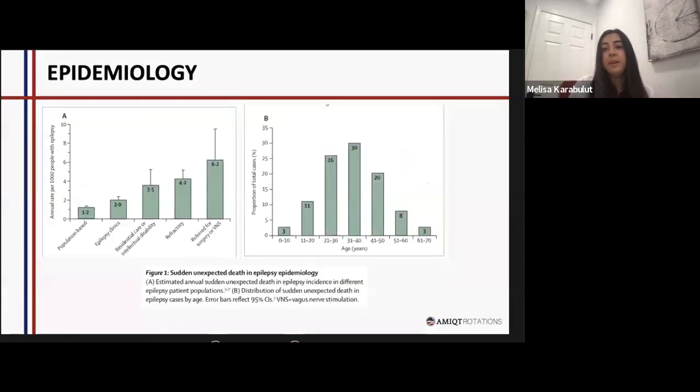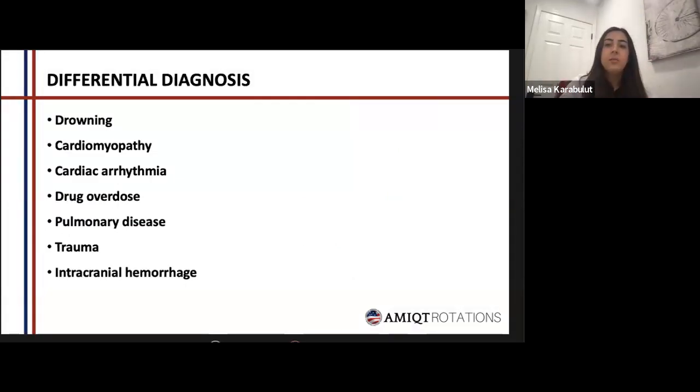So SUDEP can affect individuals of any age, but is most common in younger adults aged 20 to 45 years. You can see it in the chart. The differential diagnosis for SUDEP includes a number of alternative causes of death, like drowning, cardiomyopathy, cardiac arrhythmia, drug overdose, pulmonary disease, trauma, and intracranial hemorrhage.